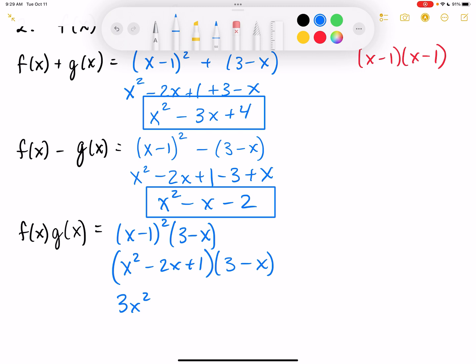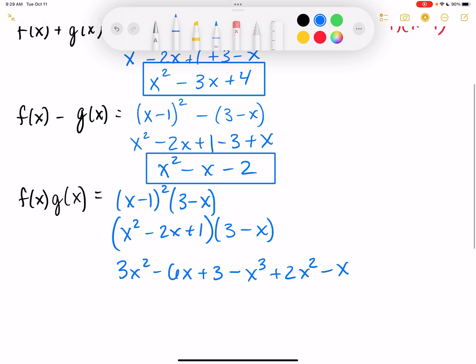Negative 6x. Oh, are you going across? Okay, never mind. That was just not the order I thought you were gonna go in. And plus 3. And then negative x cubed plus 2x squared. And then minus 1x.